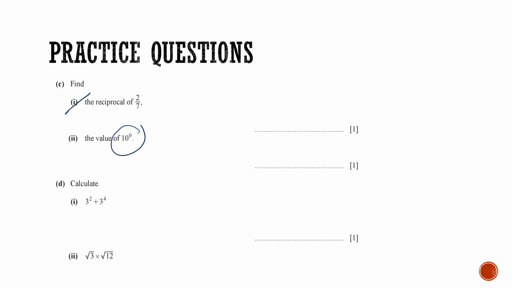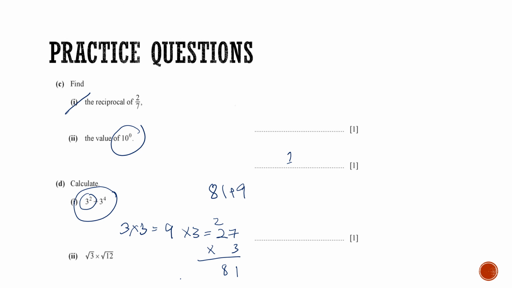I talked about this. Any number to the power 0 is 1. Let's calculate this. We talked about square numbers. So 3 squared is 3 times 3, which is 9, plus 3 to the power 4. 9 times 3 is 27. 27 times 3 is 81. That is why 81 plus 9 gives us 90, and hence 90 is the answer. I haven't taught you guys this one as well. We'll look at this one in the next video.